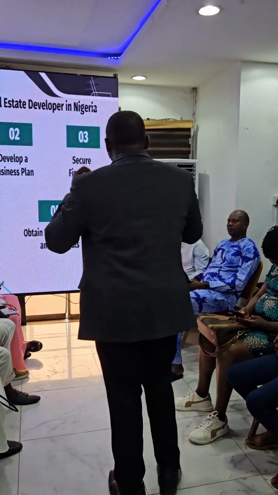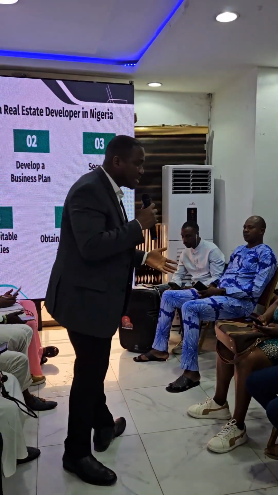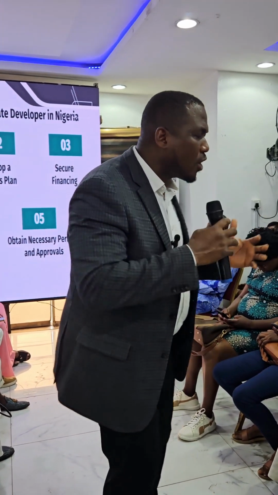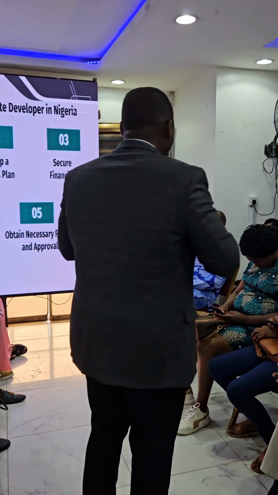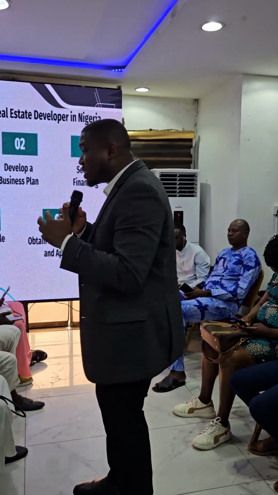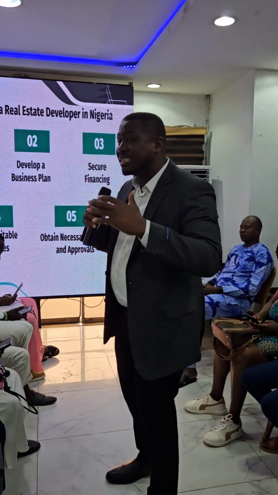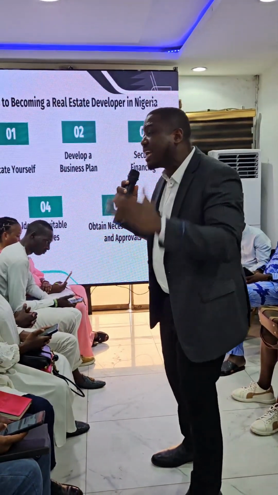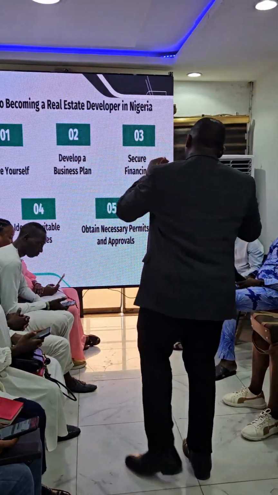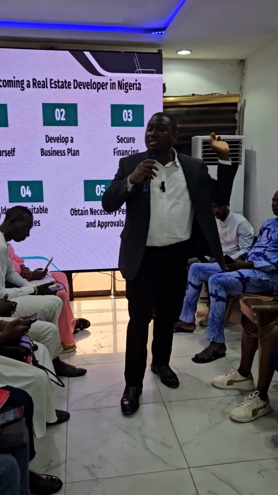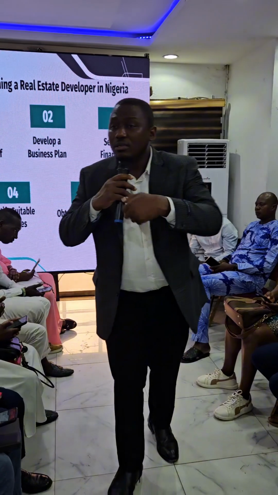Number five, obtaining necessary permits and approvals. You must be able to get all title documents, because documents will save you from embarrassment. It will keep your head, it will sustain your business. Because government owns all land. According to the 1978 Land Use Act, the government is the custodian of all land. So anything that has to do with land transaction goes through them.